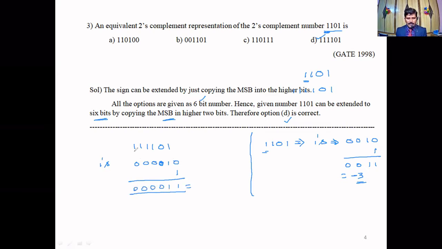It is still negative, since this MSB indicates minus. What is the magnitude we got in decimal equivalent? 3, minus 3 still. So that means if we extend by any number of 1 bits, because it is in 2's complement form, the magnitude will not change. If the MSB is 0, you copy just 0. If the MSB is 1, you copy just 1. That's all. So here option D is correct.